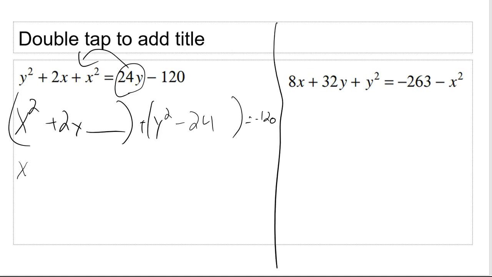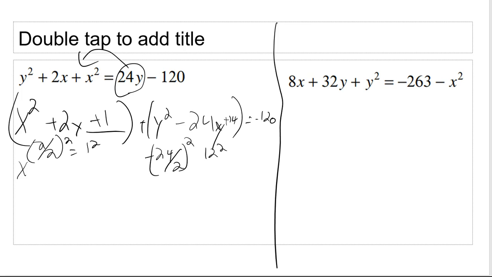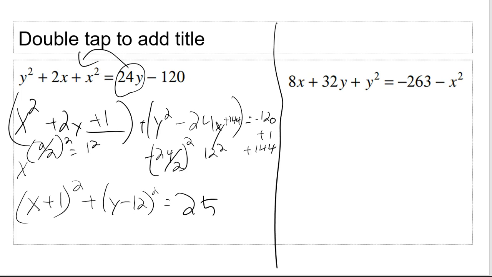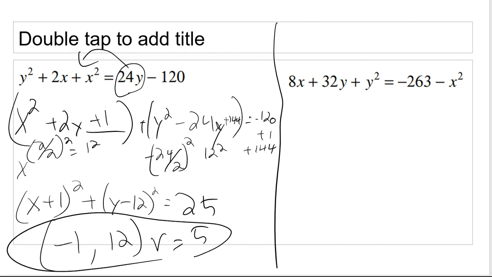So that becomes 2 divided by 2 equals 1, squared equals 1, plus 1. Oops, that should have a y. Negative 24 divided by 2 should be 12, squared, plus 144. So I have to add 1 plus 144. So we're going to factor x plus 1 squared plus y minus 12 squared equals 25. There you go. My center's at negative 1, 12. My radius is 5. Well, when you do this, this will come out to be a perfect square to make things all look nice and pretty.